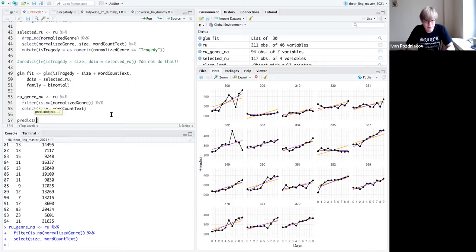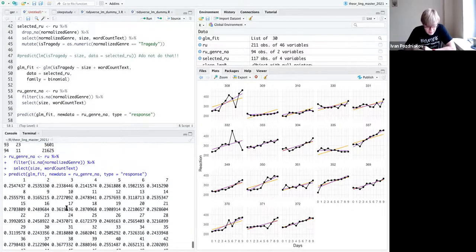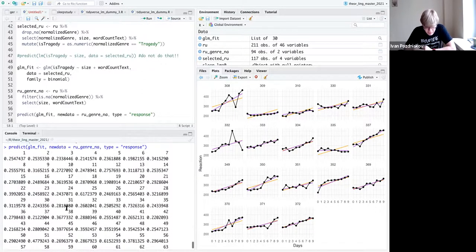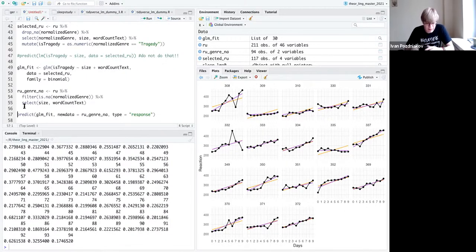And in this case, you use the function predict, with the data. What you should specify also is the type. Let's say response. It will return the estimated probabilities for the specific play to be a tragedy. And now we get some values that are basically probability values. Next, we can use some cutoff. For example, if this probability is higher than 0.5, we can say that it is a tragedy. Otherwise, it will be a comedy.